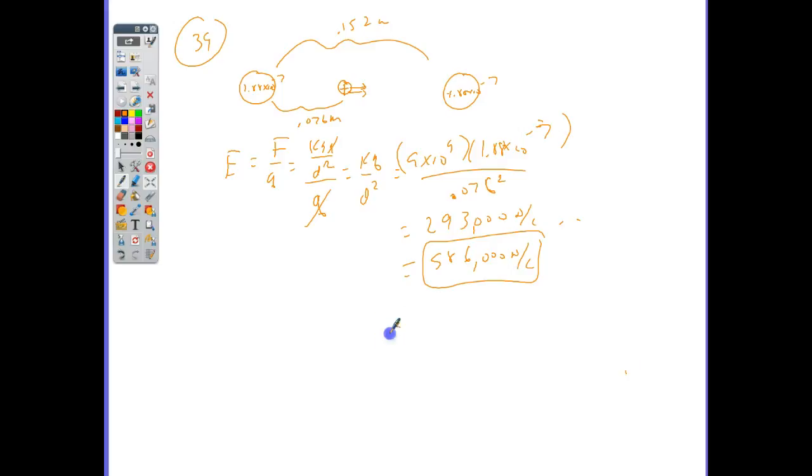So if I give you a negative charge here and ask you what the electric field is at this point, and I ask you for a direction, you would say a positive test charge would go to the left. So that would be the direction of the electric field. You can say negative x direction, or west, or whatever that happens to be, right?